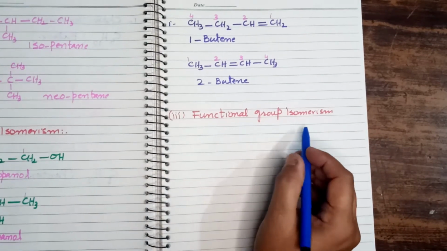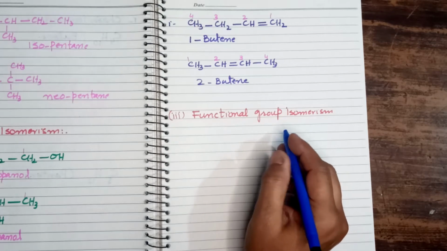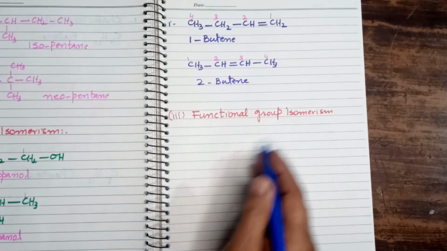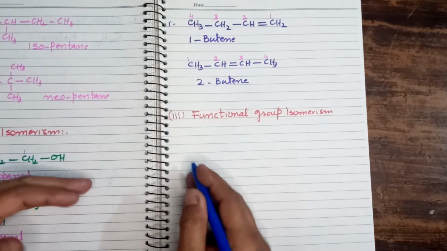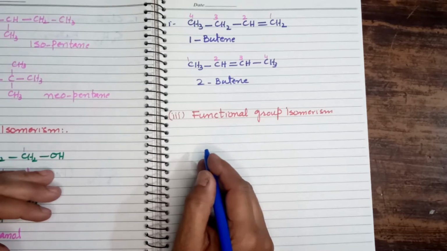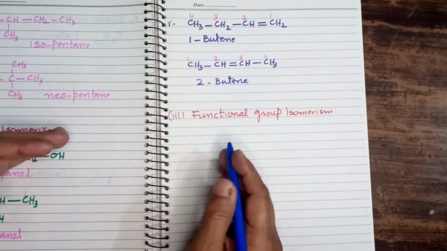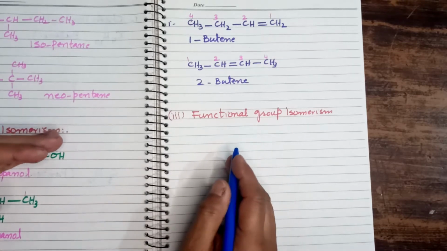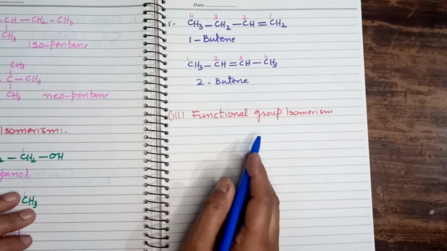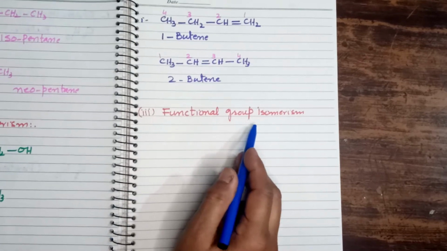Isomers have the same molecular formula, right? But they differ from each other due to the presence of different functional groups. Organic molecules which have the same molecular formula but different functional groups are known as functional group isomers, and this phenomenon is known as functional group isomerism, right? Let's see the examples to understand this concept.